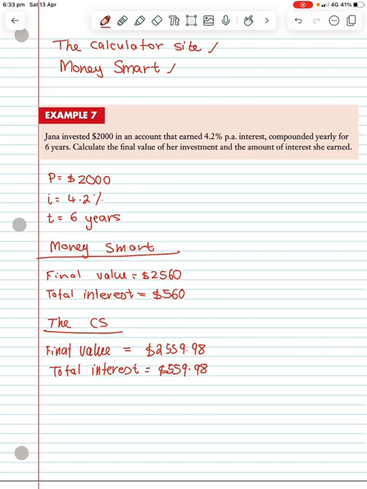You can use whichever one of them you like. So pick one, whether you prefer the calculator site or MoneySmart, and complete some of the questions out of 10.04. Let me know if you've got any questions.